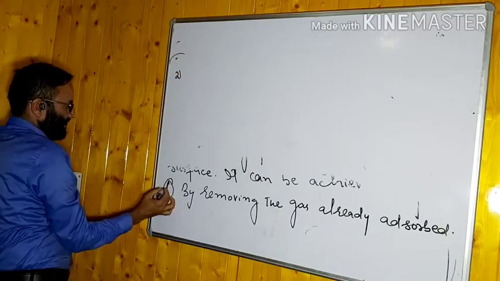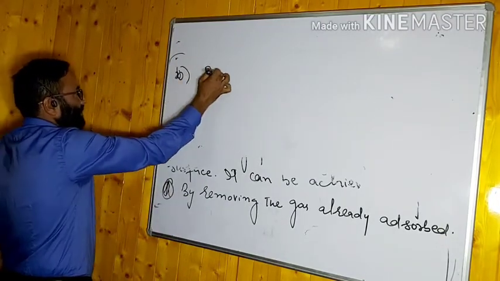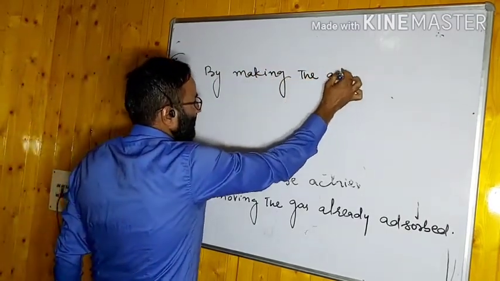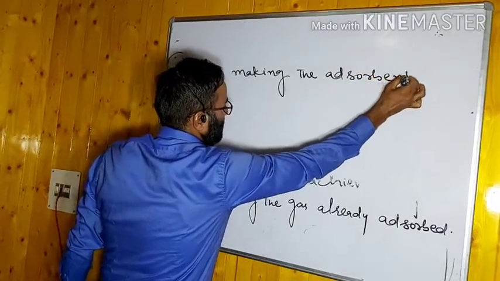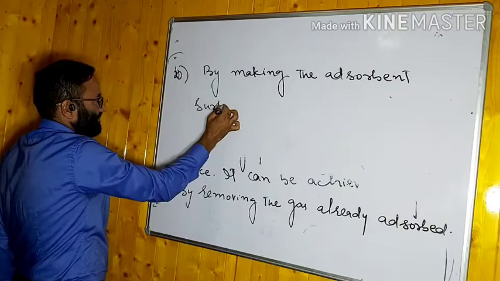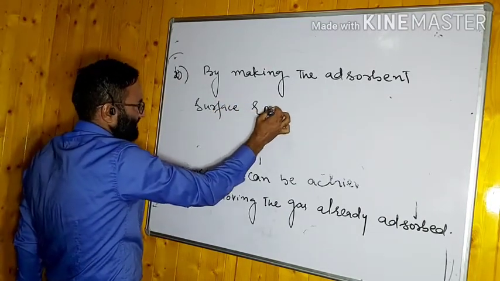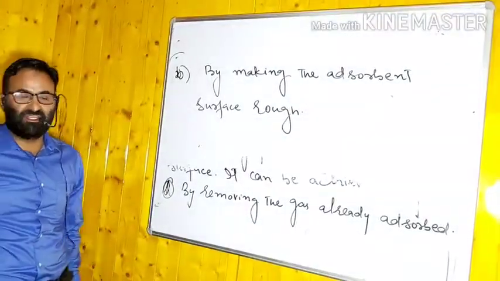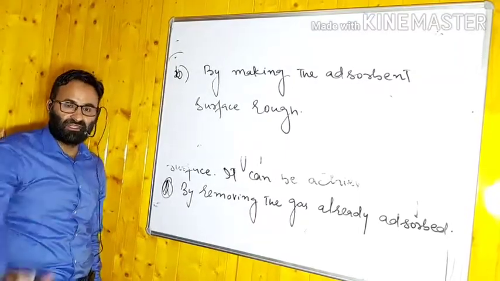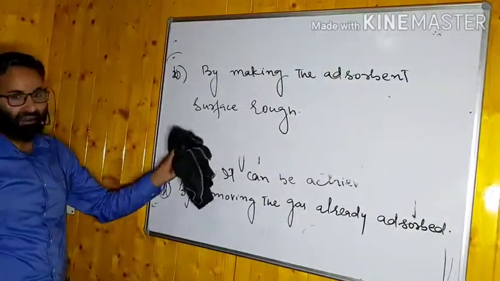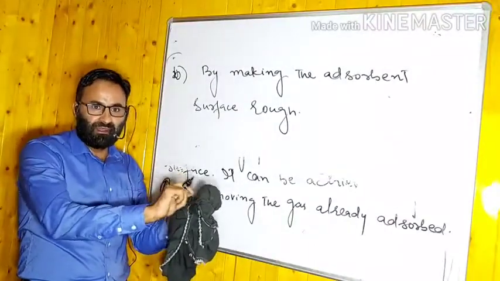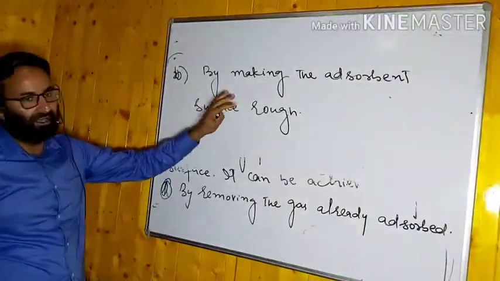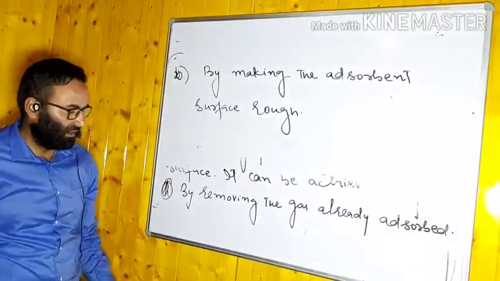Second point, you can mention A, you can mention B, by making the adsorbent surface rough. Rough, because it has been found that when the surface is rough, there will be greater magnitude of interaction, greater magnitude of van der Waals interaction. By making the adsorbent surface rough, either by mechanical rubbing, we will rub it to make it rough, or by any chemical methods. When the surface is rough, there will be greater degree of adsorption on the adsorbent surface.